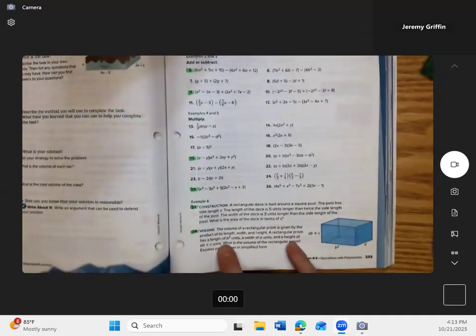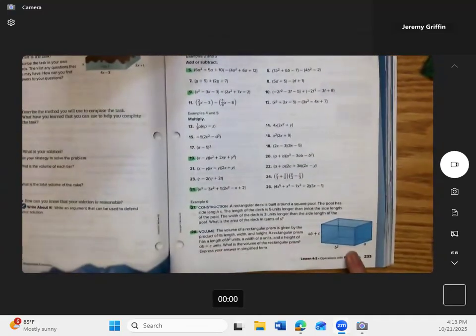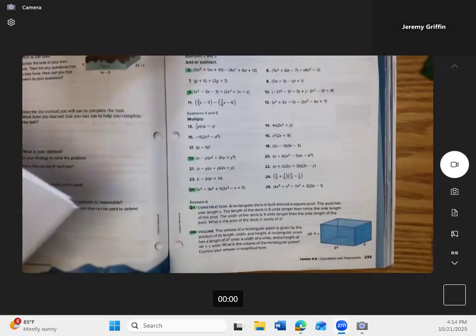28, volume. The volume of a rectangular prism, so this box here, is given by length, width, and height. So length times width times height. The length is b squared units, width is a units, and height is ab plus c. So exactly like it shows. What's the volume? Express your answer in simplified form.